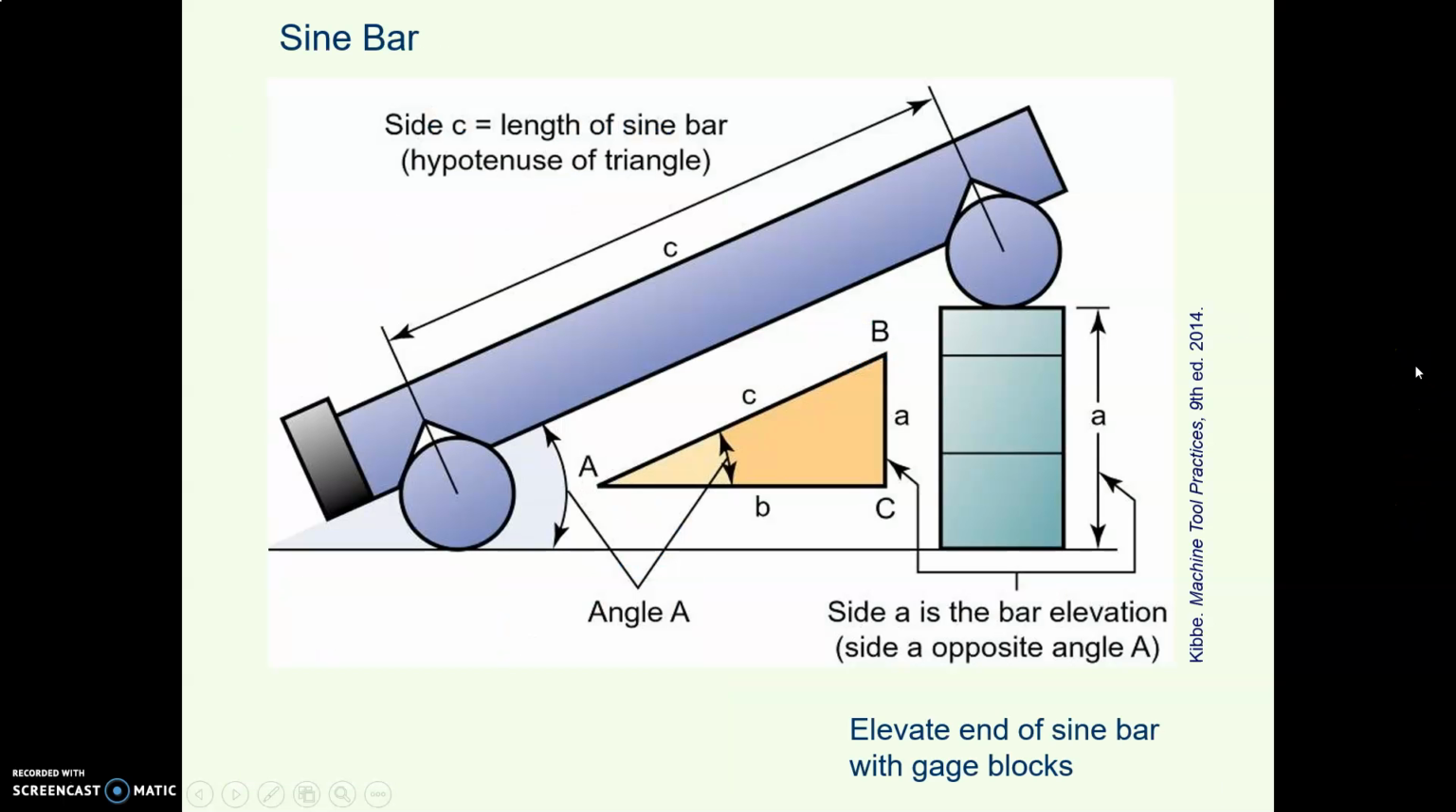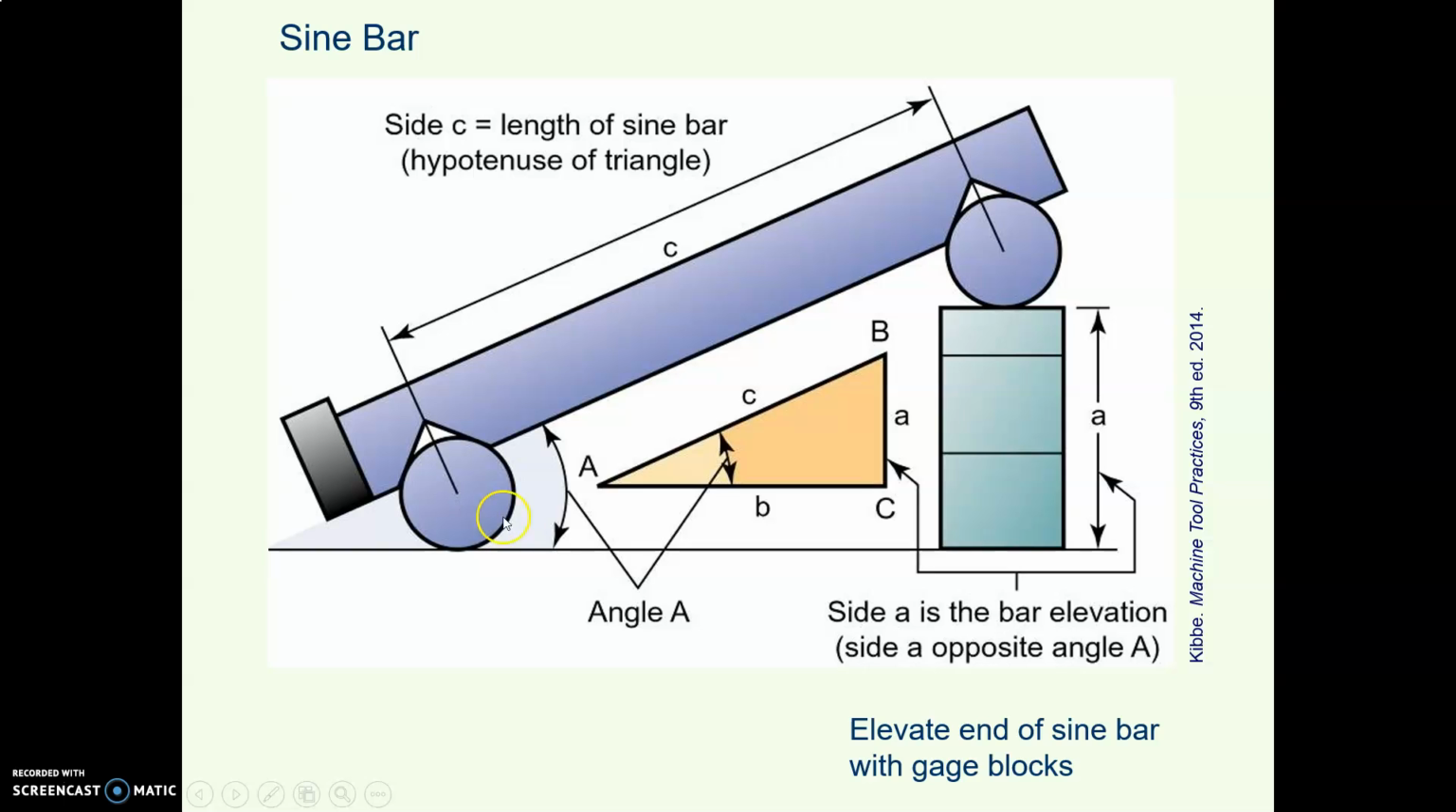Here's how a sine bar works. This is kind of a dorky drawing, sorry about that. These are metal parts that are machined to a very close tolerance. These are cylindrical pins, and a standard sine bar has these pins 5 inches apart, center to center. There are other sizes, but almost all of them are 5.